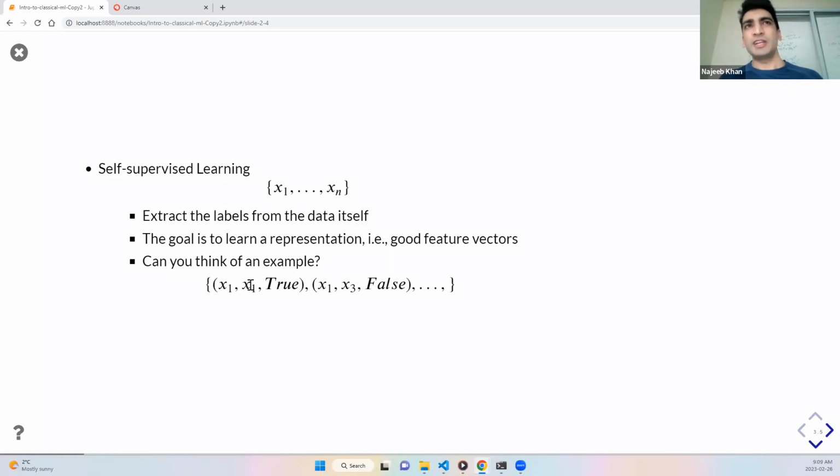Here is a really cool example: if you provide two inputs to a model, x1 and x1, and they are the same example, then the label is true, and if they are different examples, like x1 and x3, then it's false. So it's a way to do representation learning. We will see the supervised learning algorithms more concretely, and then you will understand more. But this is just to give you a breadth of what's possible.